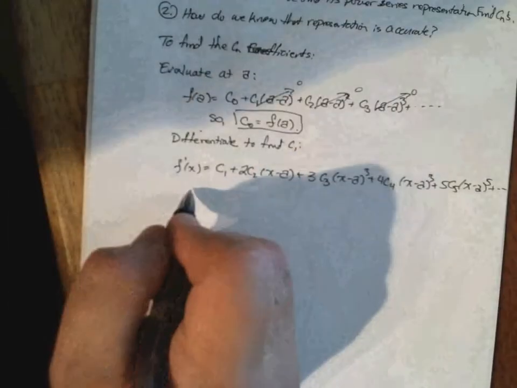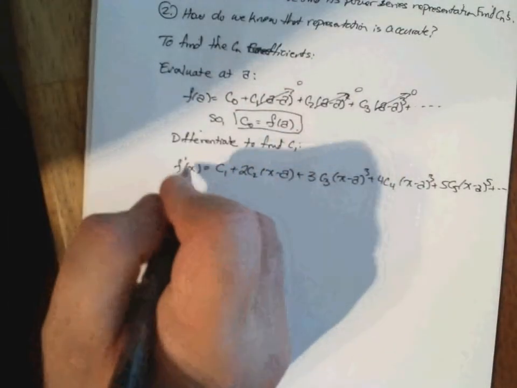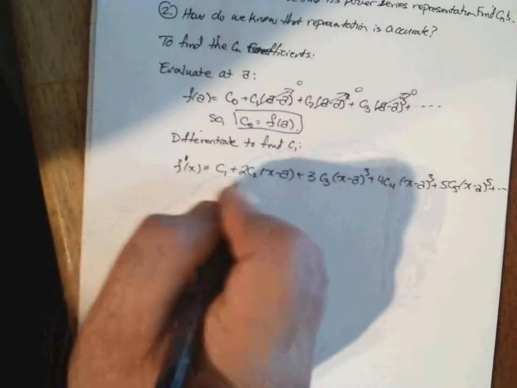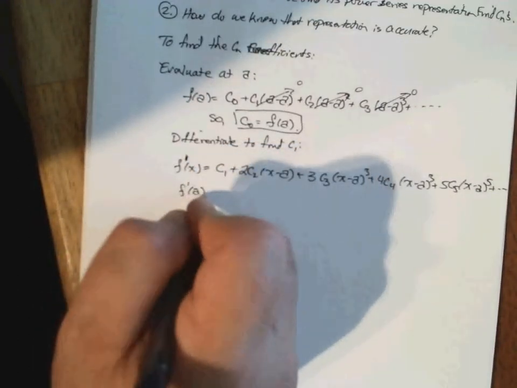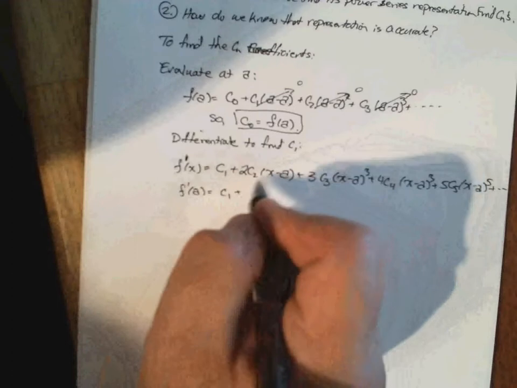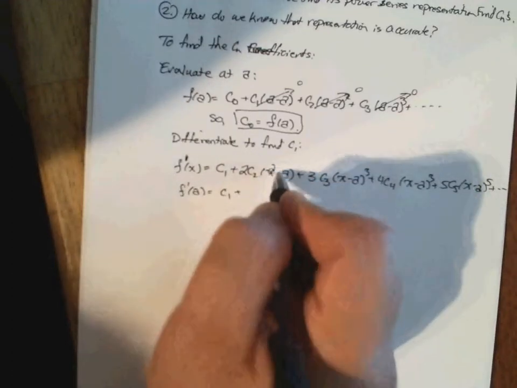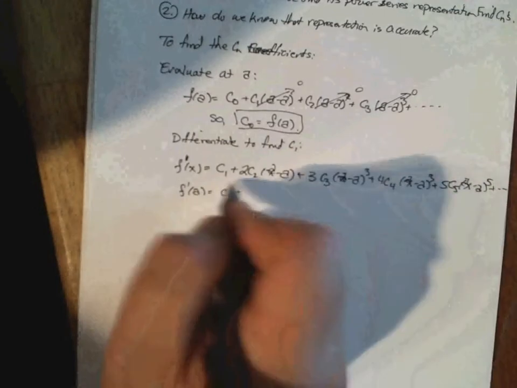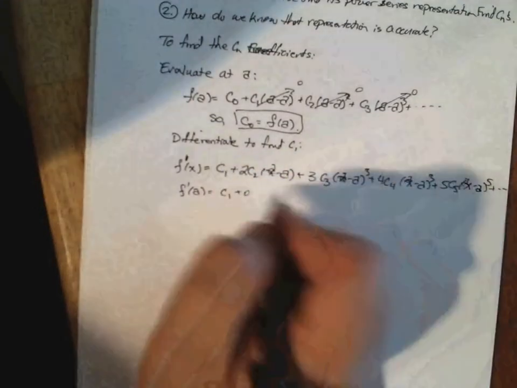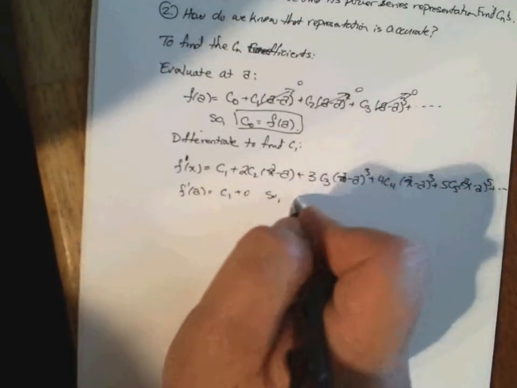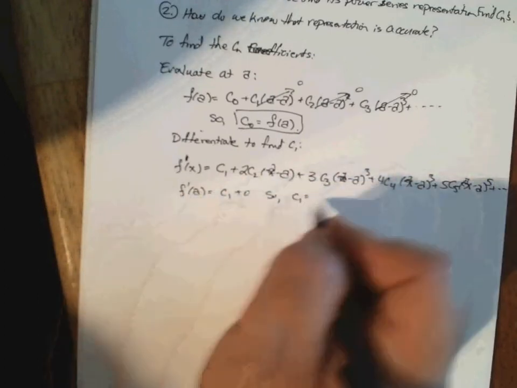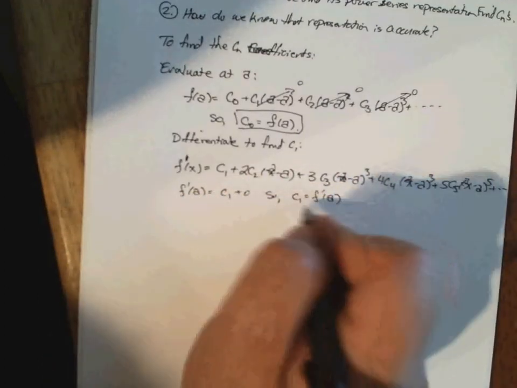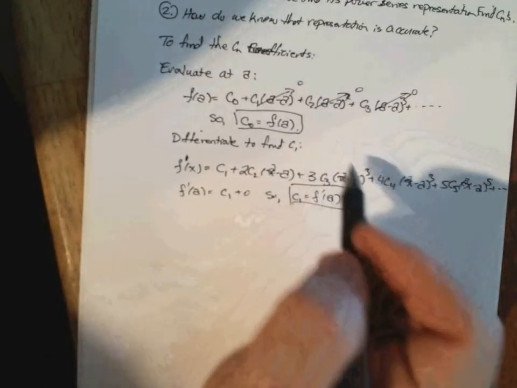And now what we do with this is we evaluate at a again. In other words, plug a in for x. And as you plug a in for x, here, you notice all those go to 0, don't they? So you're left with c1. So c1 is f prime of a. You've discovered a formula for c1.